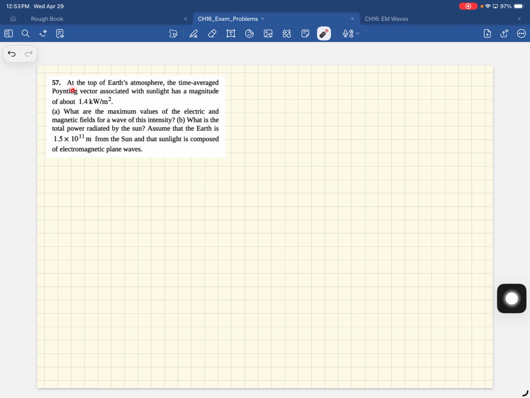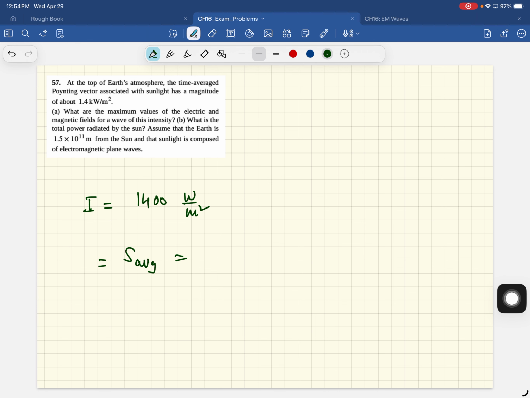So this problem says, at the top of the Earth's atmosphere, the time average Poynting vector associated with sunlight has a magnitude of 1400 watts per meter squared. So the intensity is that. Intensity is 1400 watts per meter squared. And the intensity is S average, which is E max B max divided by 2 mu naught.